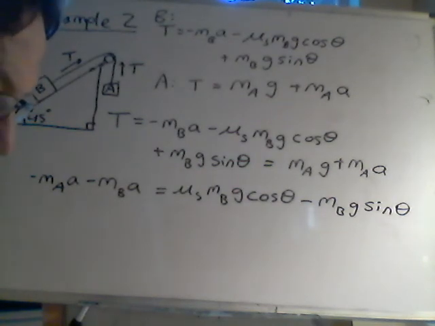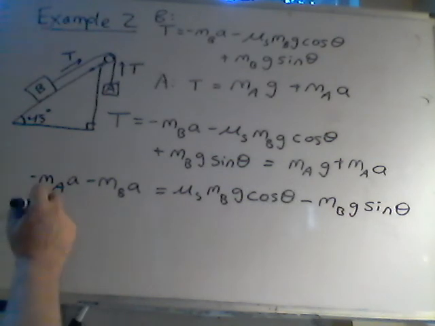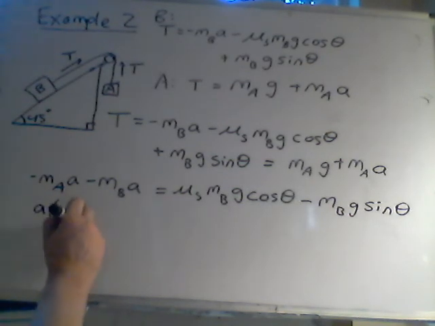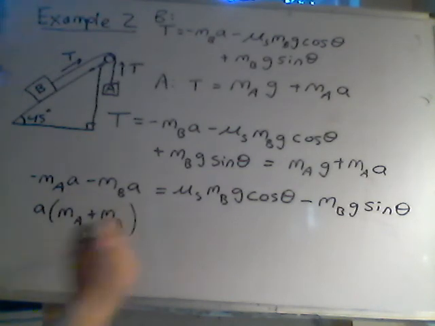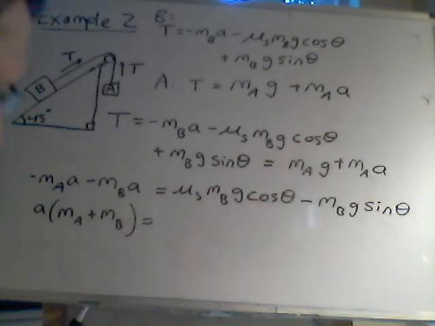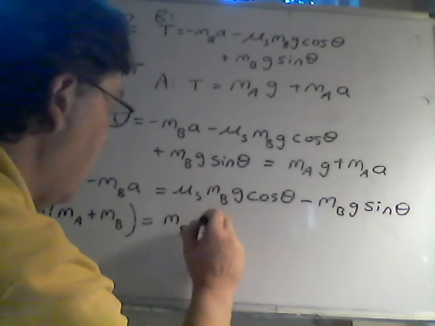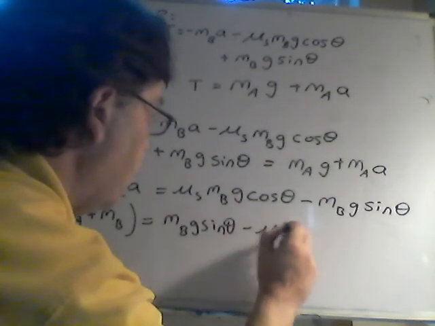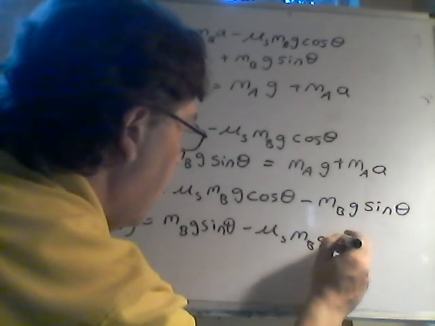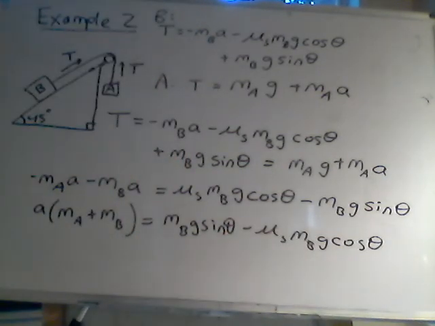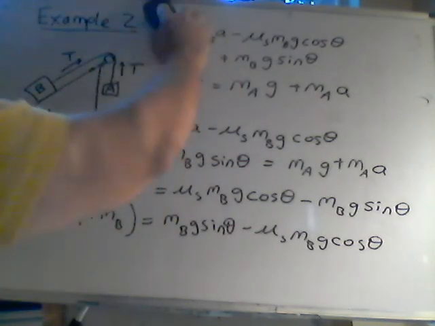And what I'm going to do is multiply through by negative 1 and factor out A. So multiplying through by negative 1, factoring out A, I'll get A times the quantity M sub A plus M sub B over here. And again, I've multiplied through by negative 1, which means I've changed sign on the terms on the right. So it's M sub B G sine of theta minus mu sub S M sub B G cosine of theta. Okay, and I can actually pull out a G common here, and I can divide through by M sub A plus M sub B. And so I'm going to do that. So I'm going to just erase the stuff up here. Now I don't need it anymore.